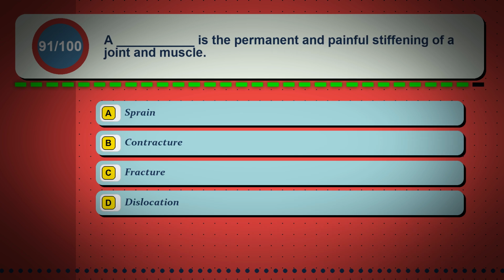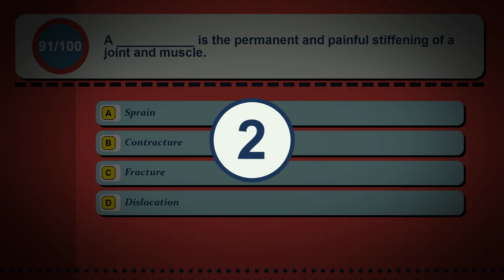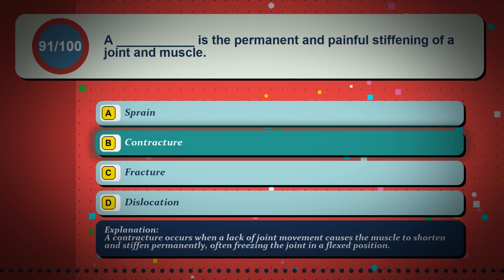Question 91. A blank is the permanent and painful stiffening of a joint and muscle. Option A, a sprain. Option B, a contracture. Option C, fracture. Option D, dislocation. The correct answer is option B, contracture. A contracture occurs when a lack of joint movement causes the muscle to shorten and stiffen permanently, often freezing the joint in a flexed position.